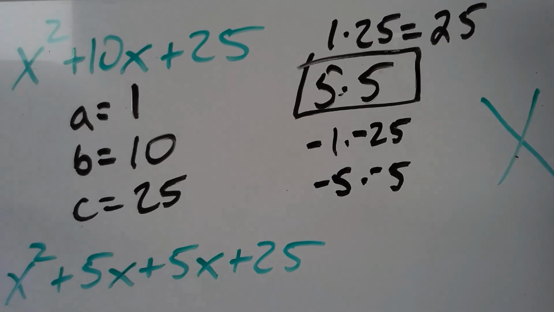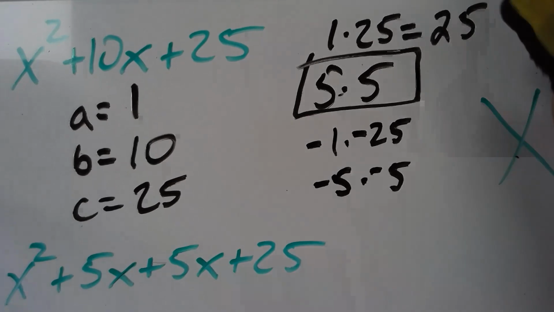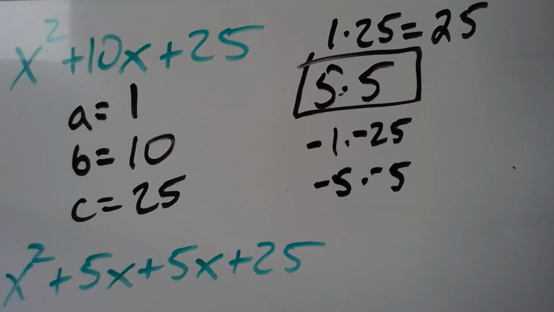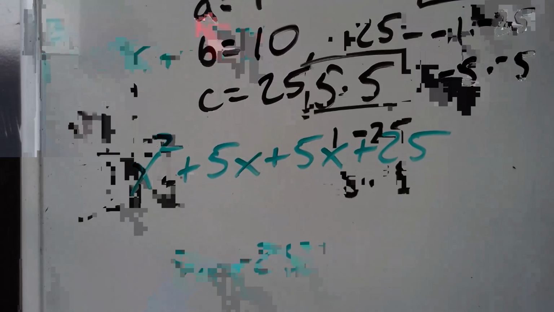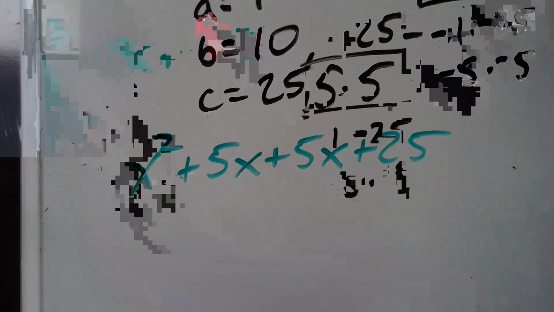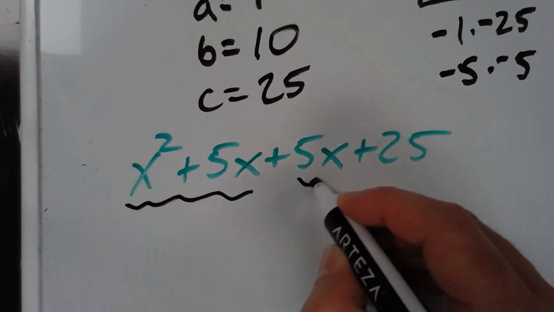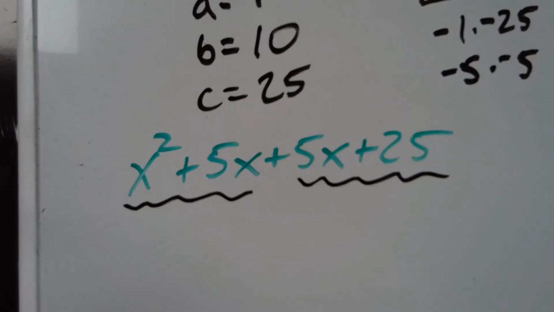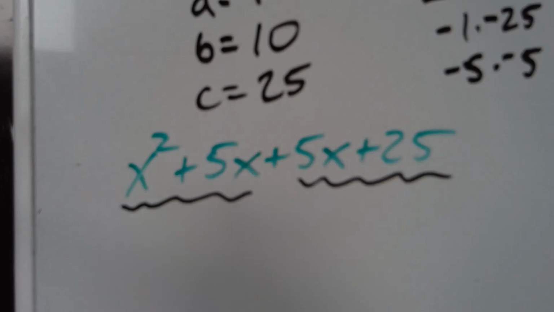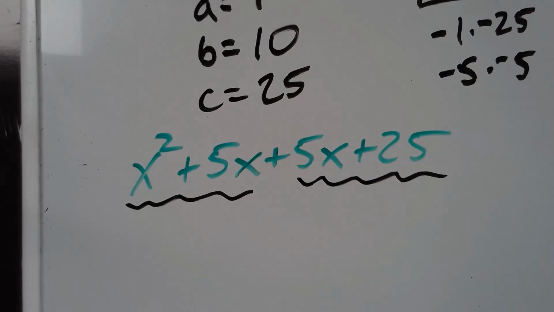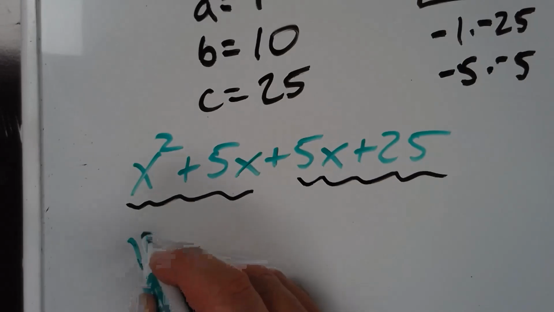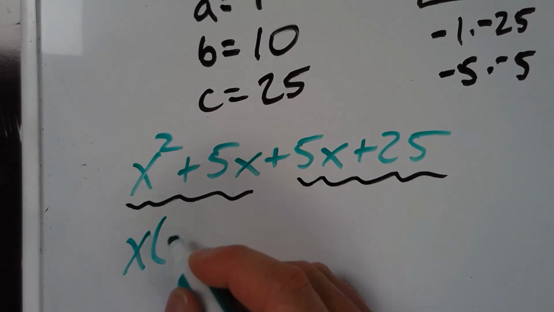So don't get nervous. The beauty of this is now it's just doing the greatest common factor 3 times. We're going to group the first 2 no matter what, and then group the second 2 no matter what. Now we're going to take out a greatest common factor between these 2, which would be what? X. Good. What's left over? X plus 5. Good. Next group, what's the greatest common factor between those?